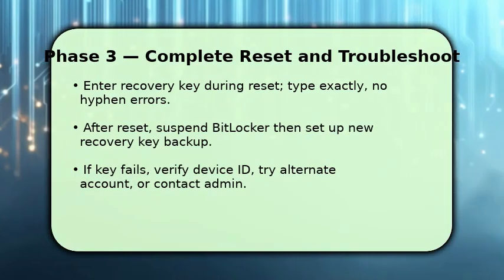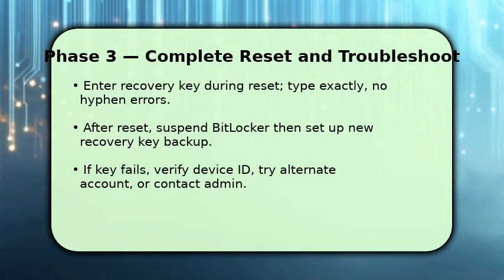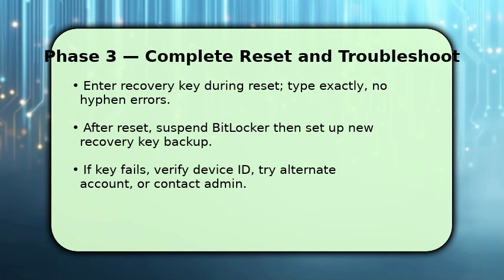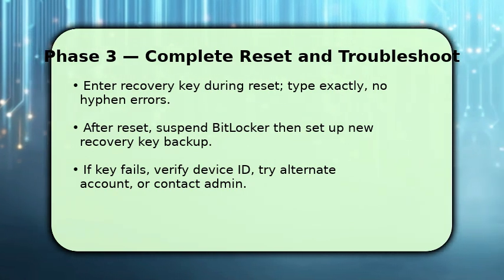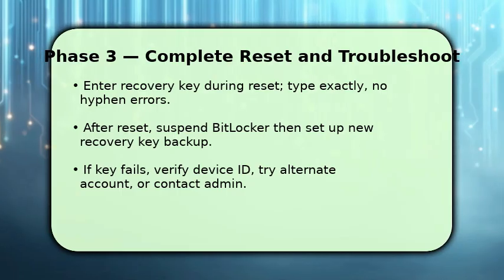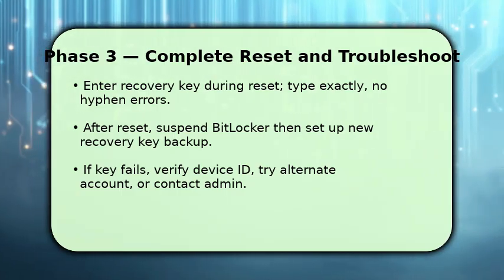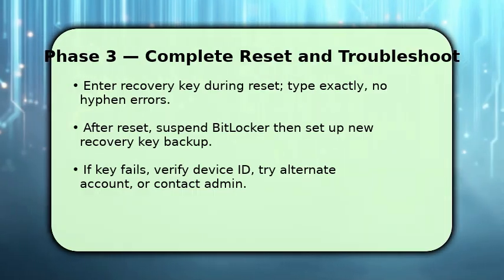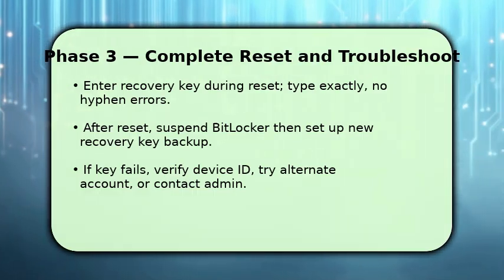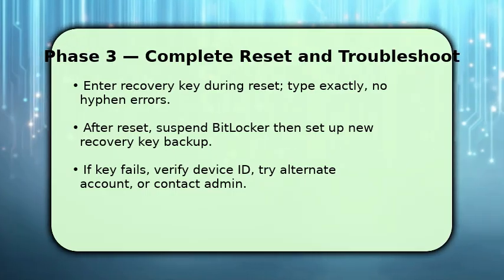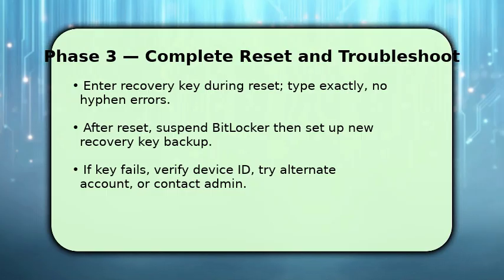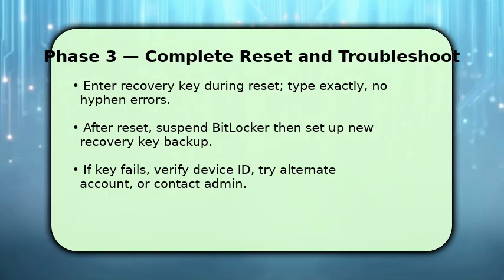You finish by entering the recovery key when Windows prompts during reset. Type it exactly and watch for similar characters like 0 and O. After the reset completes, suspend BitLocker briefly and create a fresh recovery key. Save it to your Microsoft account, a USB, or print it. If the key is rejected, double-check the device recovery ID, try any alternate Microsoft accounts you may have used, and contact your administrator if necessary.